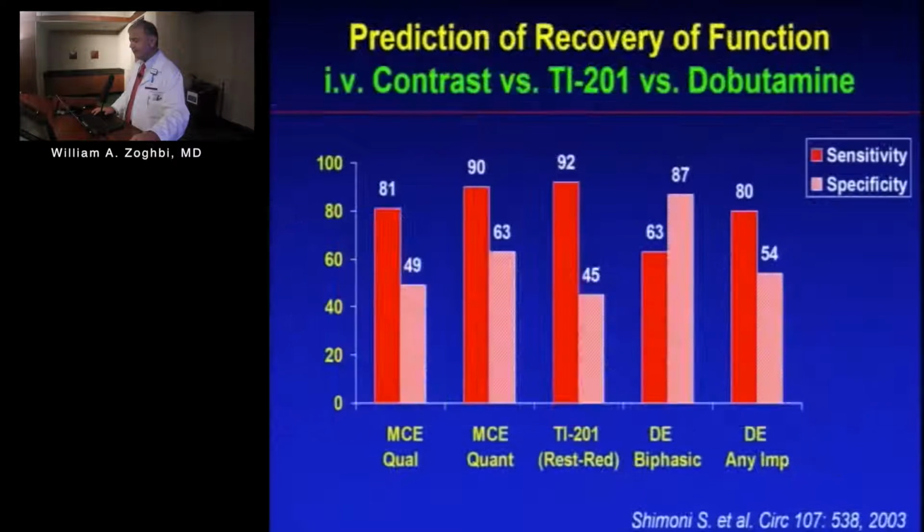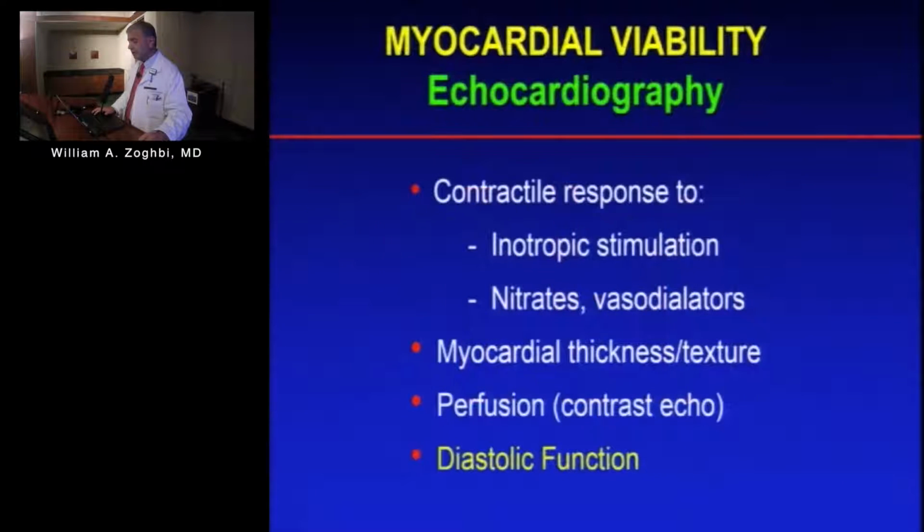And basically, I'm going to get to the bottom line here. If you look at perfusion with contrast, it is very similar, and this is simultaneous data obtained in our group by Dr. Shimoni when she was here visiting from the Middle East. So if you look at myocardial contrast quantitatively versus rest redistribution thallium, about the same. High sensitivity, low specificity, as opposed to when you look at contractile reserve, a higher specificity, lesser sensitivity, even with any improvement.